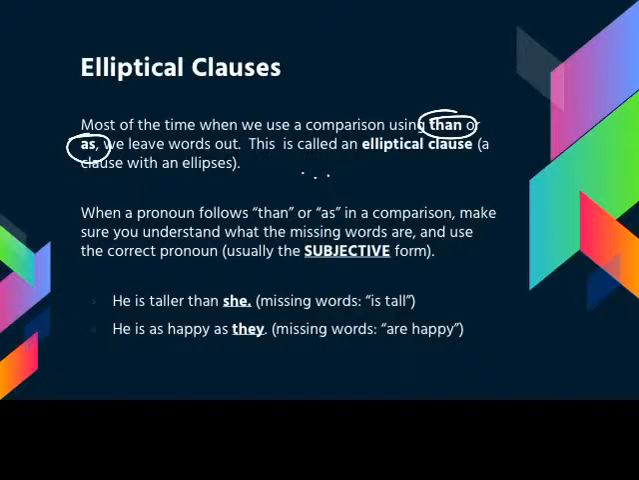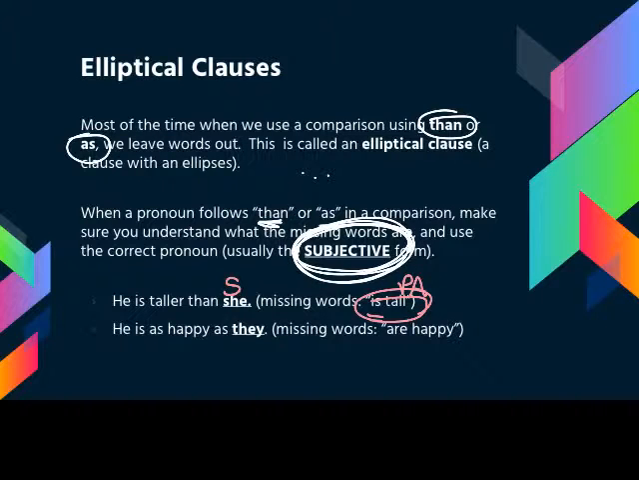And the rule with elliptical clauses is that if a pronoun follows than or as in a comparison, you need to understand what the missing words are and use the correct pronoun. That correct pronoun is almost always going to be the subjective form of that pronoun. So if we look at the examples below again, he is taller than she, because she is tall. Is tall are the words missing, and so therefore she is the subject, that would be the verb, and that would be a predicate adjective.